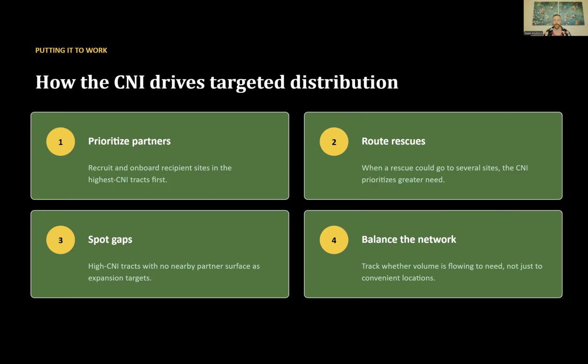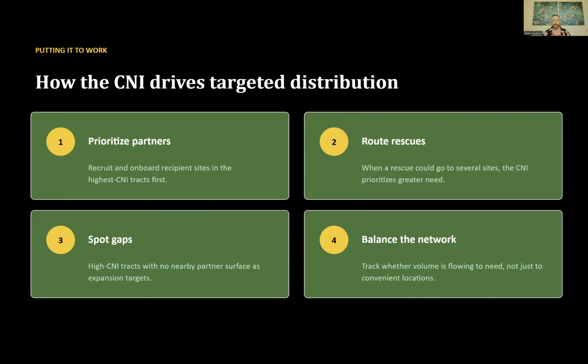Again, I'm going to show you exactly how we do that and how you might be able to think about those things too. Additionally, it'll help us spot gaps, right? High CNI tracts without nearby partners look like good places to, again, do the first part: find those expansion targets. If we see that food isn't going to a high need place, maybe we can find a way to make the food go to that high need place. And it helps us balance the network a little bit, right? Is the volume flowing to the need instead of just convenient locations?